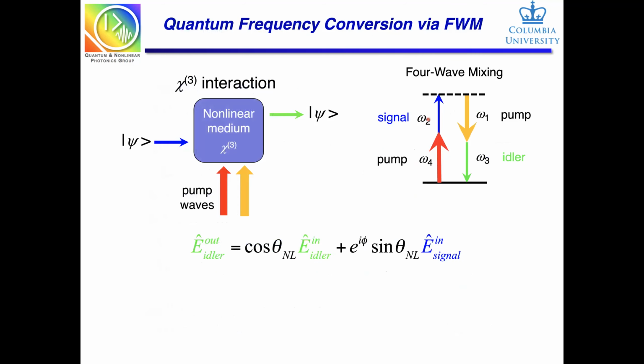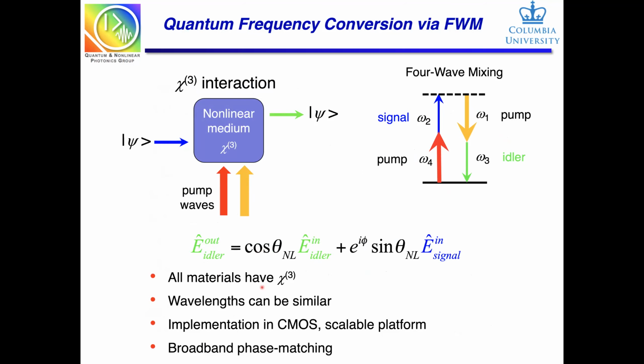So we're motivated to use chi3, where all the wavelengths can be comparable, or at least similar. It turns out if you work through all the math, you get exactly the same unitary transformation for the idler field and the signal field as you do in the chi2 case. So it's exactly the same. Again, the advantage is all materials have chi3, including many integrated photonics materials, and the wavelengths can be similar. If you want to scale this up to millions of components, in principle this could scale up in a CMOS scalable platform where you have photonics and electronics all mixed in together.